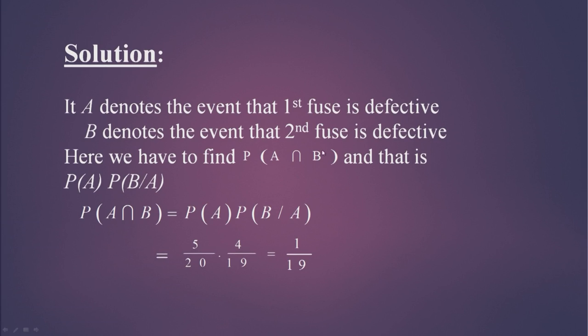And so, the resulting probability, that is, the probability of A intersection B, will be nothing but 5 by 20 into 4 by 19, which is 1 by 19.